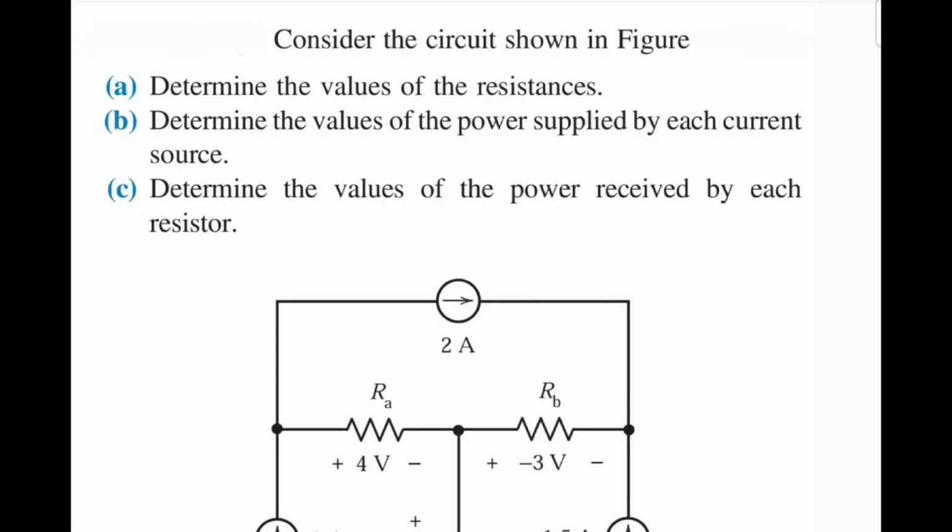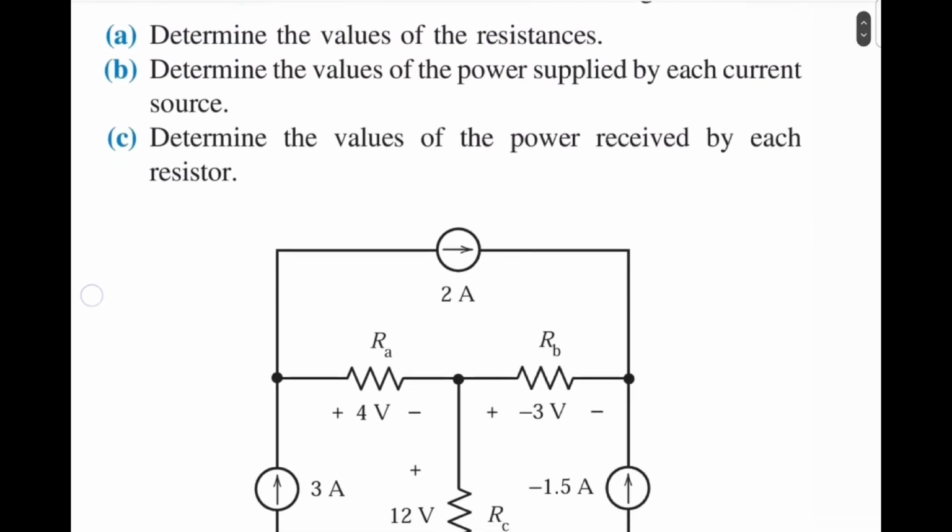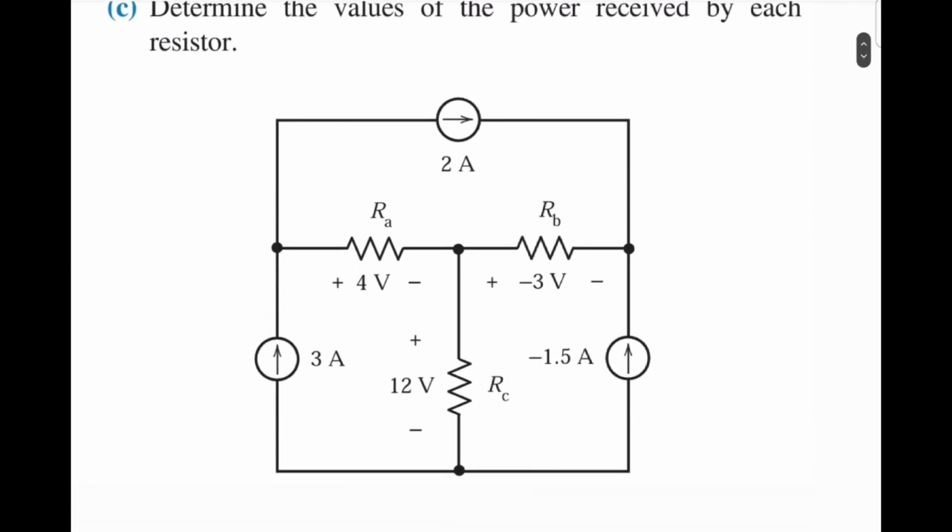Hi, in this video I would like to discuss the solution to this circuit problem. The first question is asking to determine the values of the resistances RA, RB and RC. As you can see, we have three current sources and we have the voltages across each resistor.